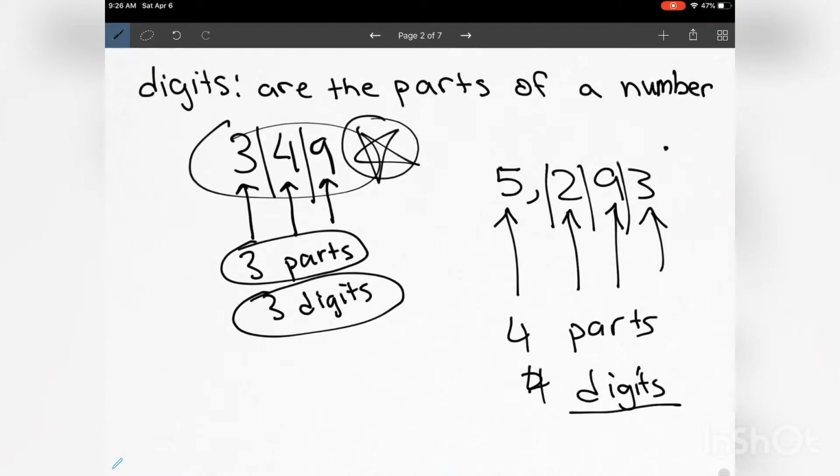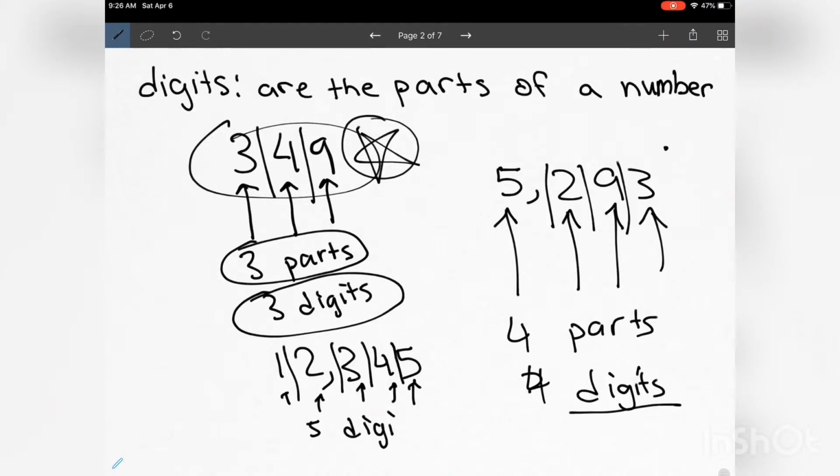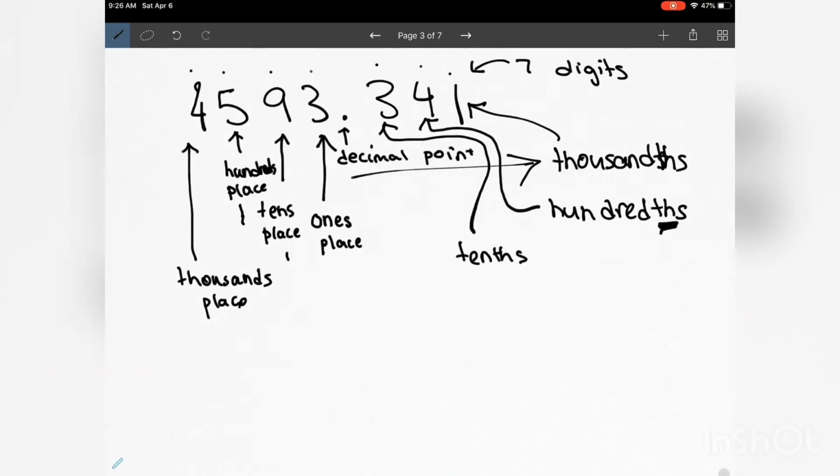Now let's do one more example before we move on, just to make sure you have the hang of it. Let's do 1, 2, 3, 4, 5. How many digits does this number have? Well, let's start counting. 1, 2, 3, 4, 5. So there are 5 digits. Correct. Now let's move on.